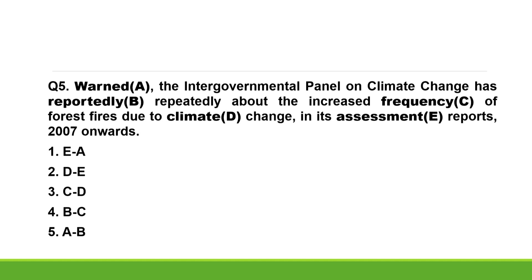So, if we look at the options given, all options from 1 to 4 are ruled out. Only option 5 is remaining. Thus, clearly option 5 is the correct answer. Reportedly means according to what some say, while warn means to inform someone in advance of a possible danger or problem and so on. Thus, otherwise also on reading, it is obvious that A and B should be interchanged.